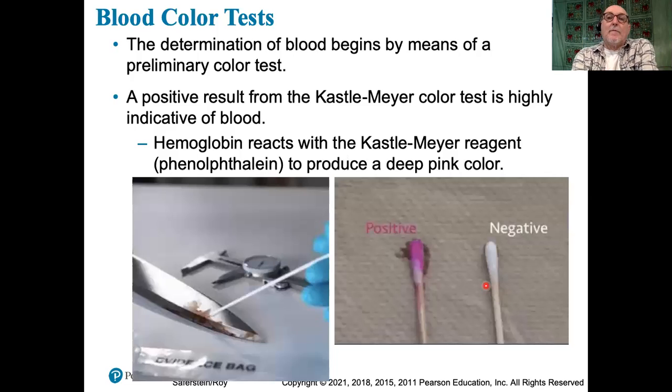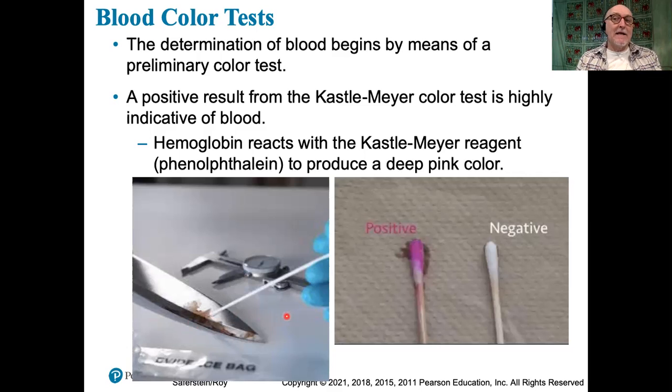Is it blood? Well, this is a very old test. This was developed early on, I think in the late 1800s, early 1900s. It's called the Kastle-Meyer test. And it uses a reagent, phenolphthalein, under specific circumstances. Phenolphthalein will react with hemoglobin. And so if you have a knife, do you assume that is blood? Well, you shouldn't. If you're a good forensic scientist, you don't just assume that it's blood and proceed. You test it to see if it's blood. And you use a Kastle-Meyer to determine, first of all, is it blood?